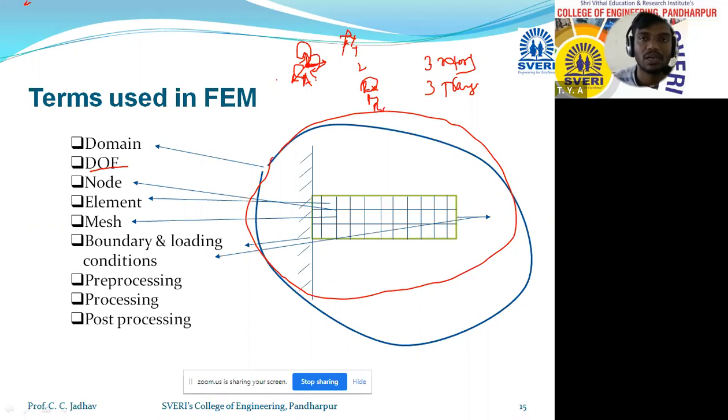That is nothing but whatever the unconstrained structure is there, that is called the degrees of freedom. Okay. Next is node.